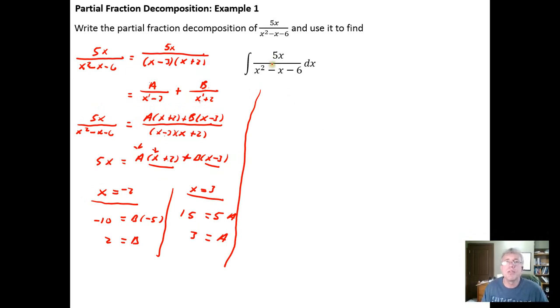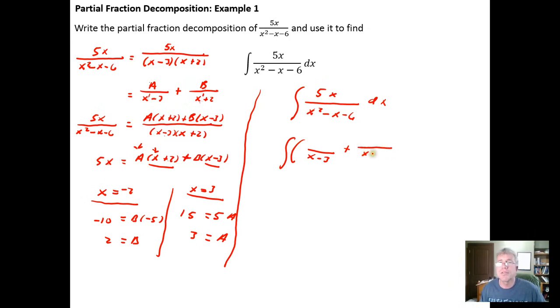So I go back to the integral I'm interested in evaluating, which is the integral of 5x over x squared minus x minus 6 dx. But this ratio can be replaced with two fractions, a over x minus 3 plus b over x plus 2, and this will be dx. But we solved for a, we discovered is 3, and b we discovered is 2.